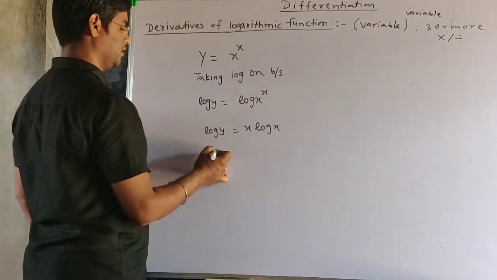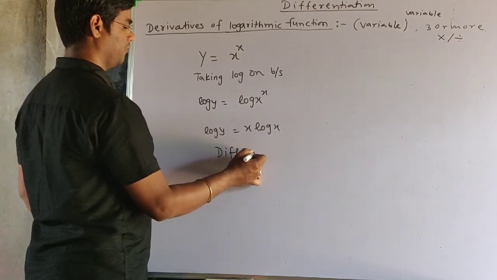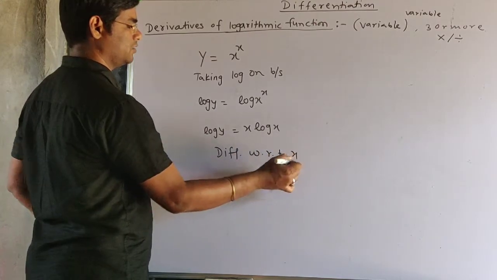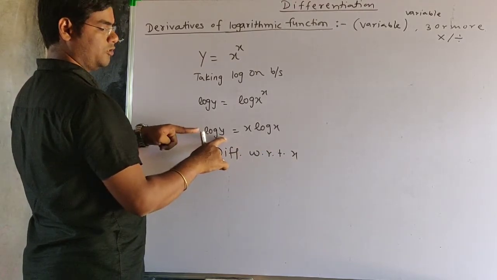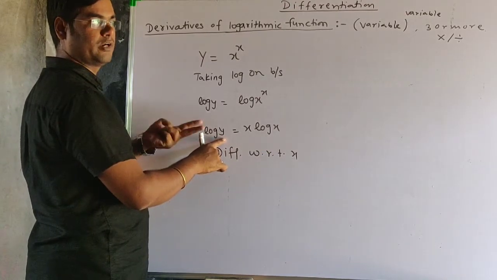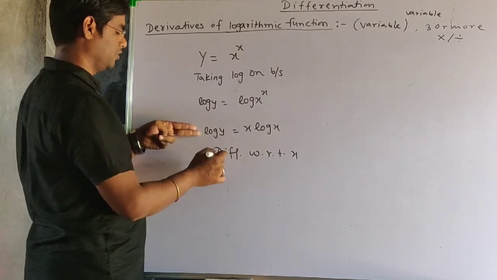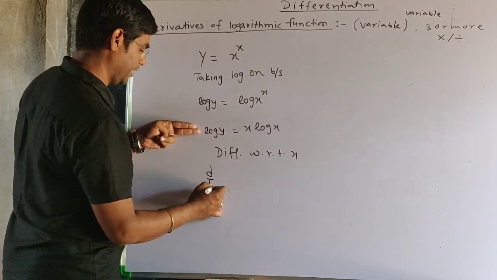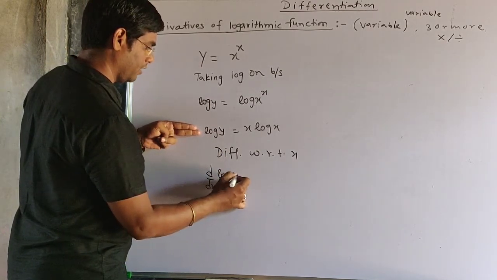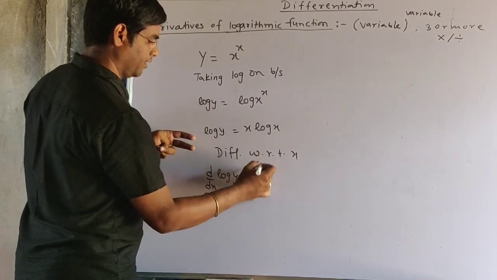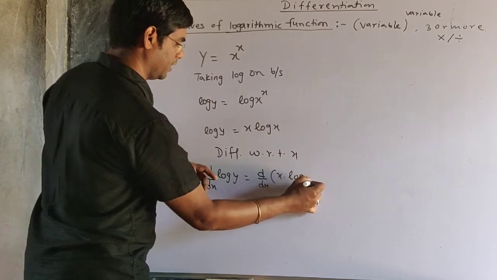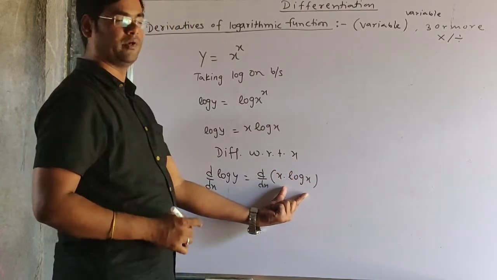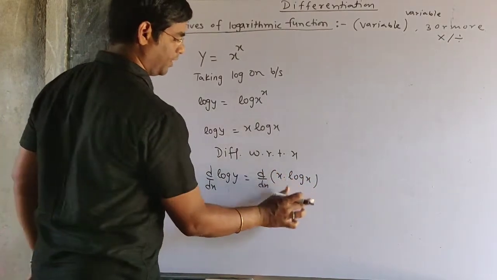Now you have to differentiate with respect to x. Here we are differentiating with respect to x, but it is not x. So the term which is not x, other than a constant, is known as what? Composite function. So write down d by dx of log y, and here also you have to write d by dx of x into log x. But here, in x into log x, we have 2 variables in product, so you have to apply the product rule.